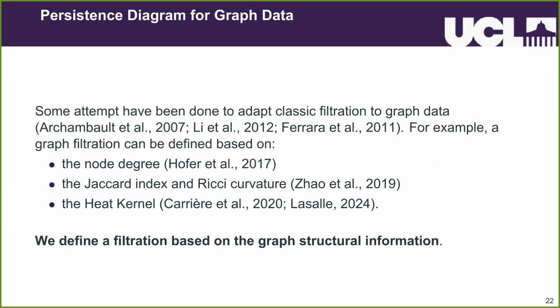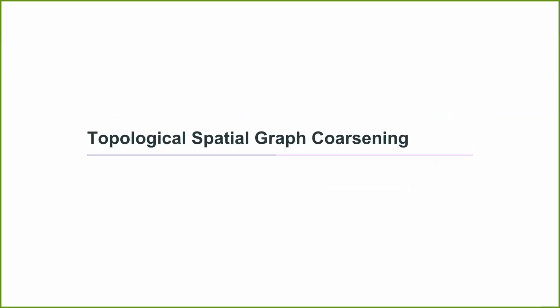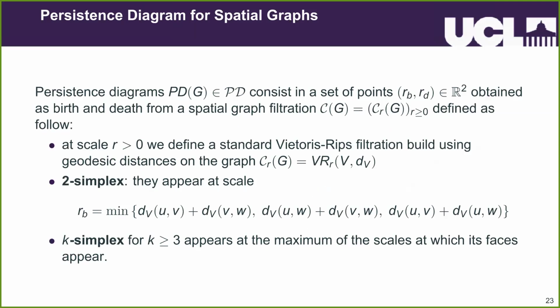As I said, some attempts have been made in the literature to extend the classic filtration to graph data. The whole idea is to find a way to group those nodes. You can use many different statistics on the graph to group the nodes, increasing a given scale on a function you choose. It can be the node degree, the Jaccard index, the heat kernel, the Ricci curvature. You can think of all sorts of things.